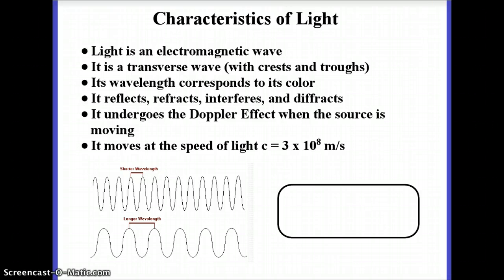Another thing that's going to be really important to us in astronomy is the fact that it undergoes the Doppler effect when the source of the waves is moving. And of course, light travels at the speed of light, which is 3 times 10 to the 8th meters per second.